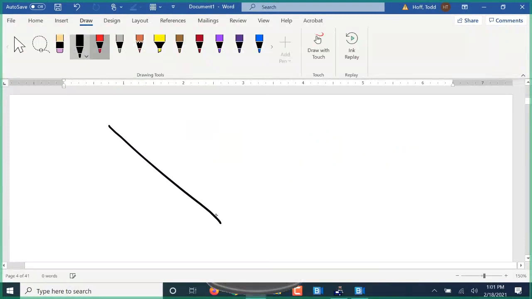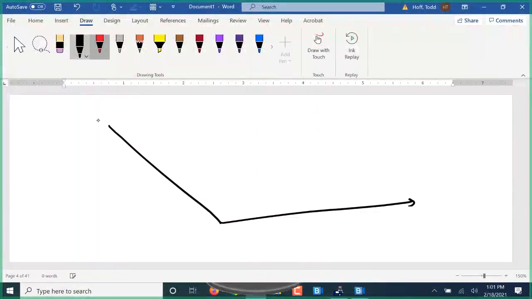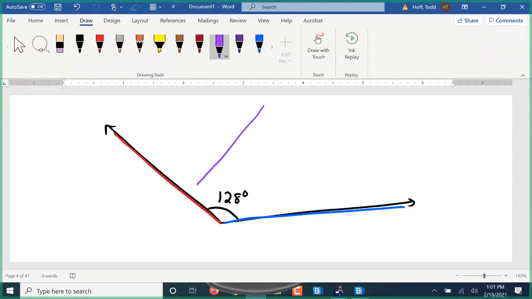Another common theme in construction is perpendicular lines. Let's say I have an angle here that we're going to call 128 degrees. I'm going to draw lines that are perpendicular. I'm going to make this side red, this side blue, so that I can refer to them. So this is perpendicular to the red line. If I extended it, it would hit at a right angle. This is perpendicular to the blue line. I'll just run it through so it goes through.